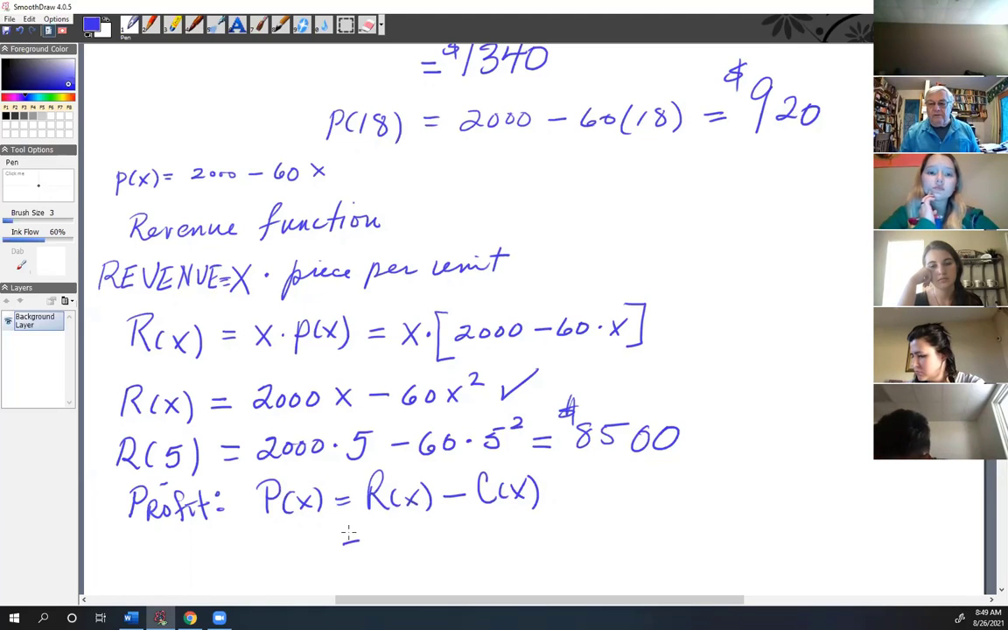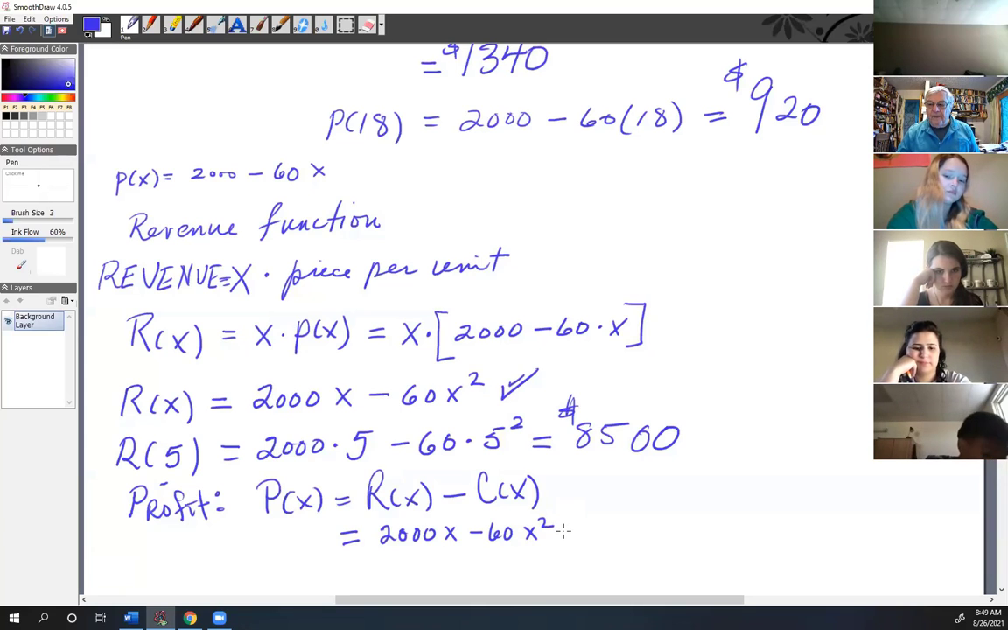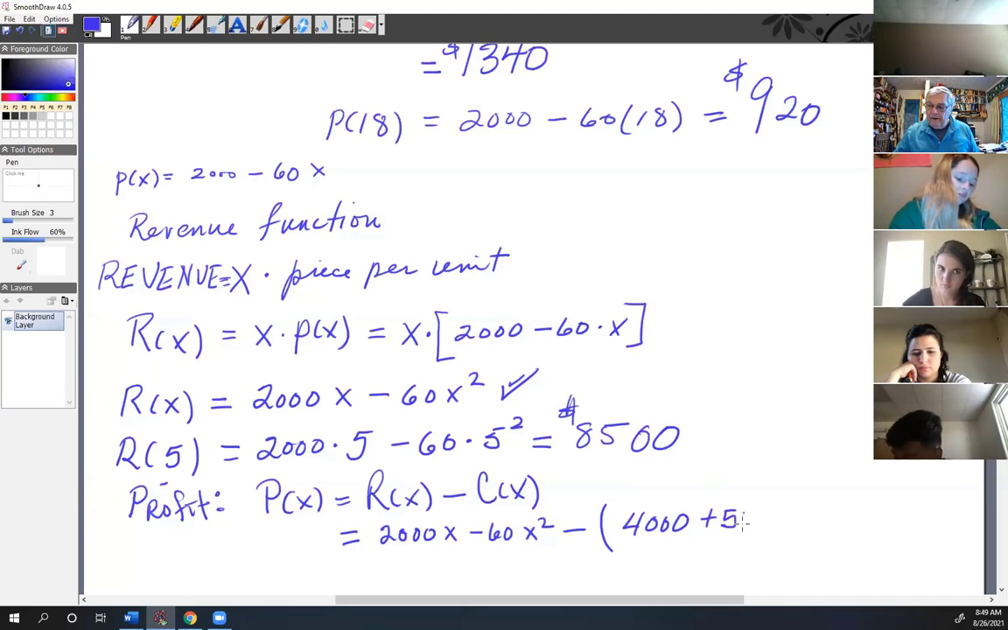Now, we can go a little further into this. This is absolutely correct, but we can also write down, since I know that my revenue function is 2,000x minus 60x squared. Where did I get that from? I got that from right here. That's the revenue function minus the cost. And the cost function, you got to be careful of your algebra here. The cost function from the textbook was fixed cost of $4,000 and variable cost of $500 per unit.